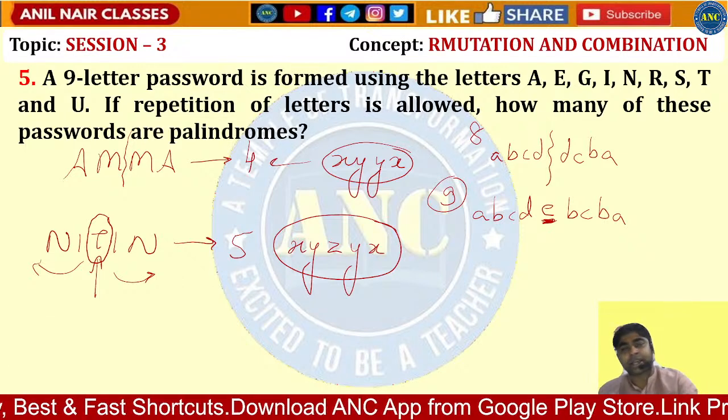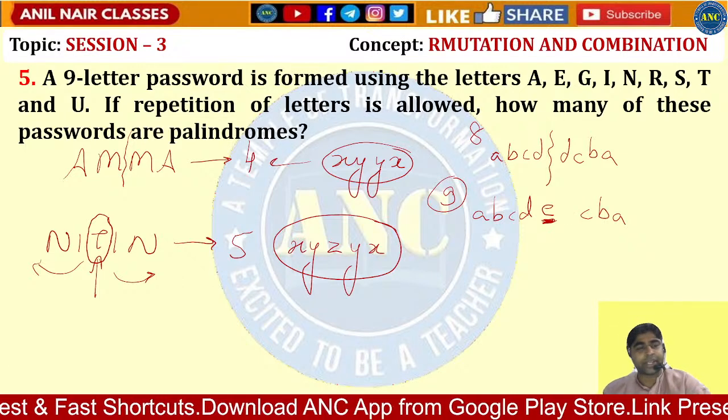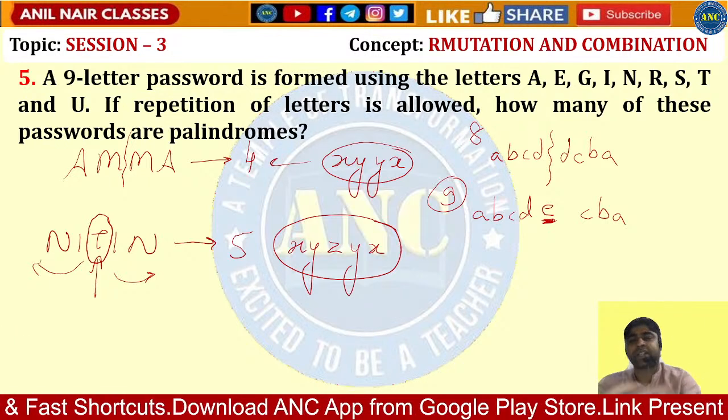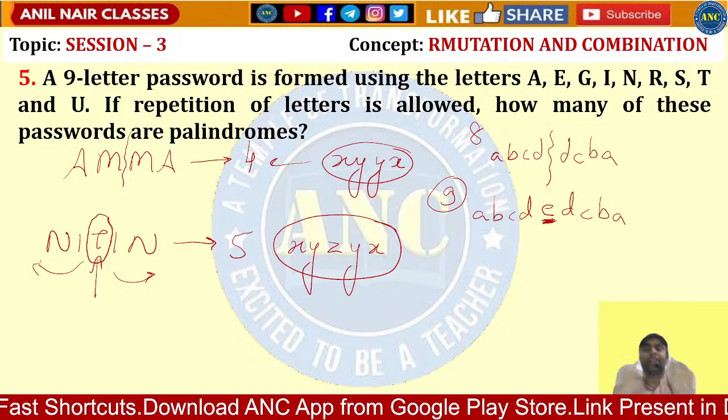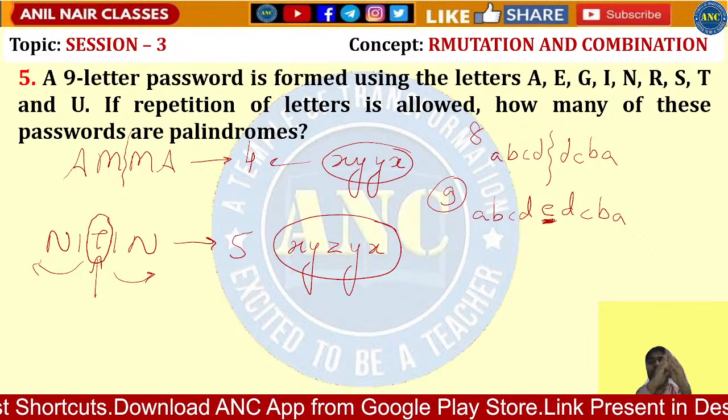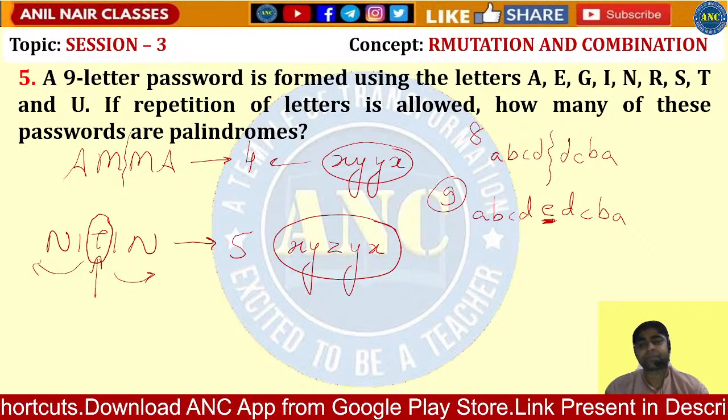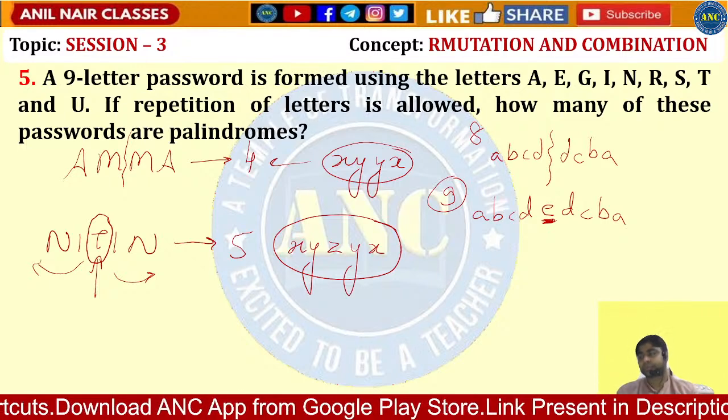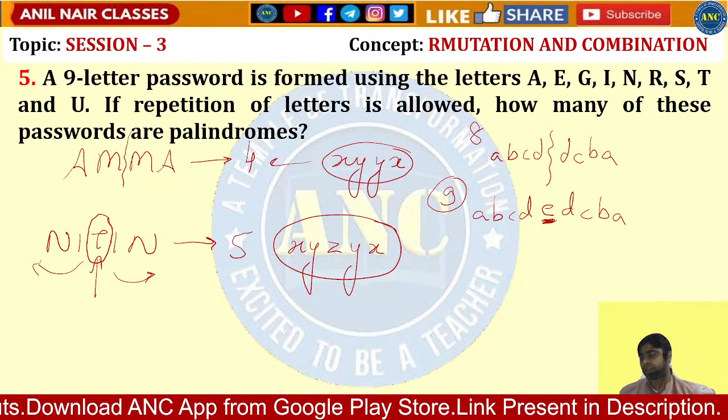Instead of writing D, I wrote B here. Sorry for that. This would be DCBA and DCBA this side. Understanding? Understanding my point?